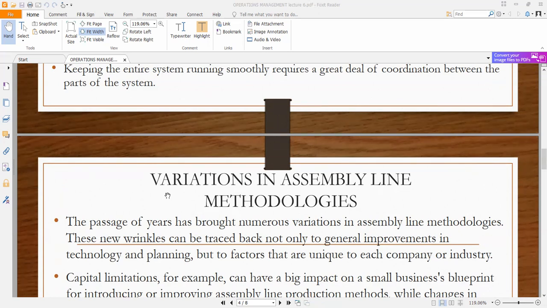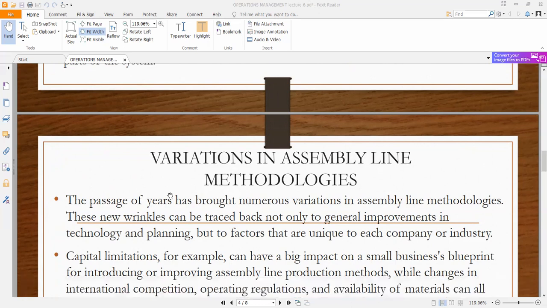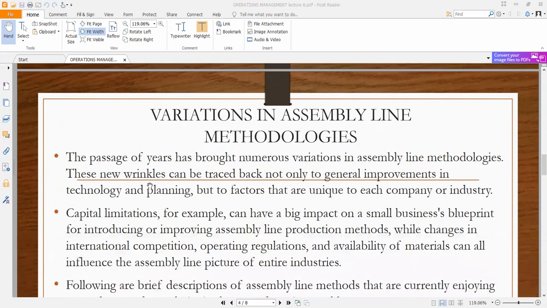Now, of course, different methodologies are affected by so many factors, and among the factors that infringe on the business methodology is capital limitation. A business that has got huge capital cannot be compared to a business that has got limited capital or little capital.